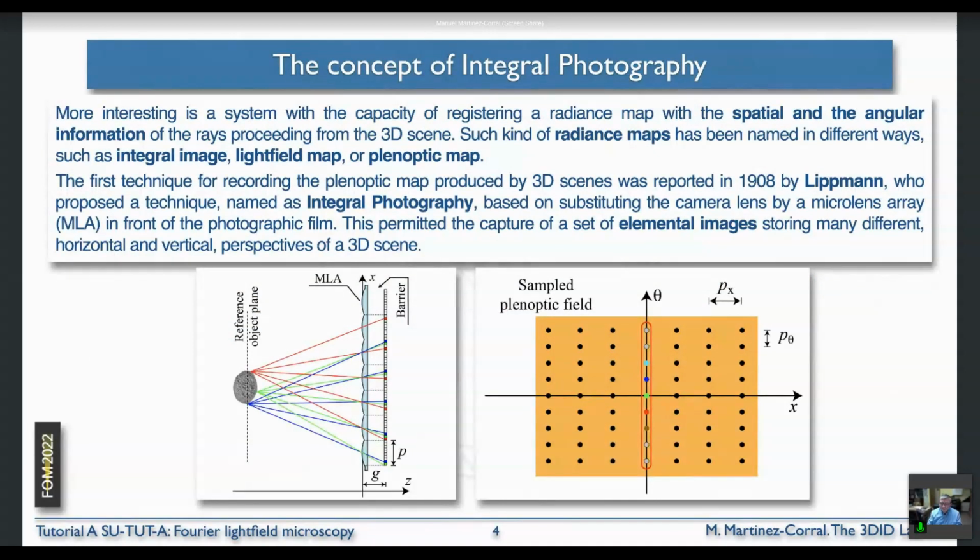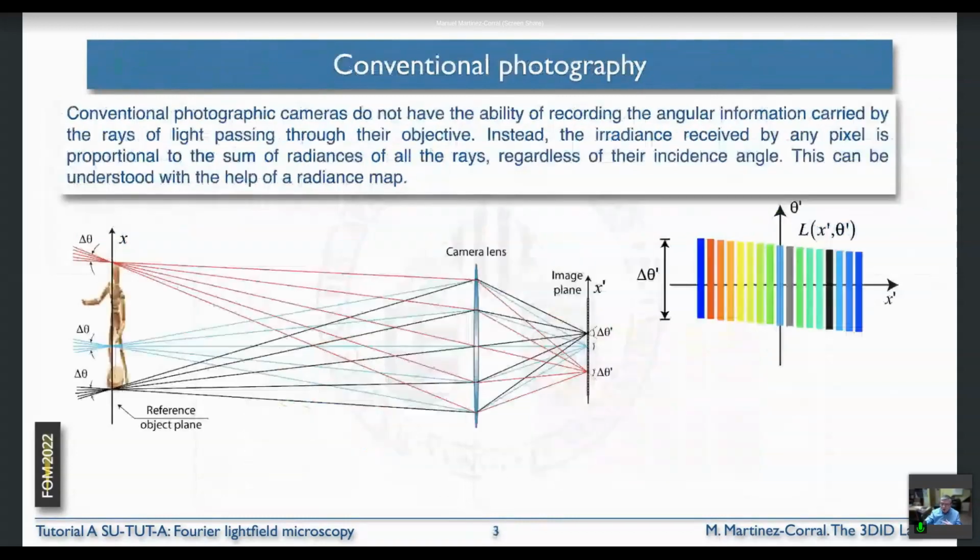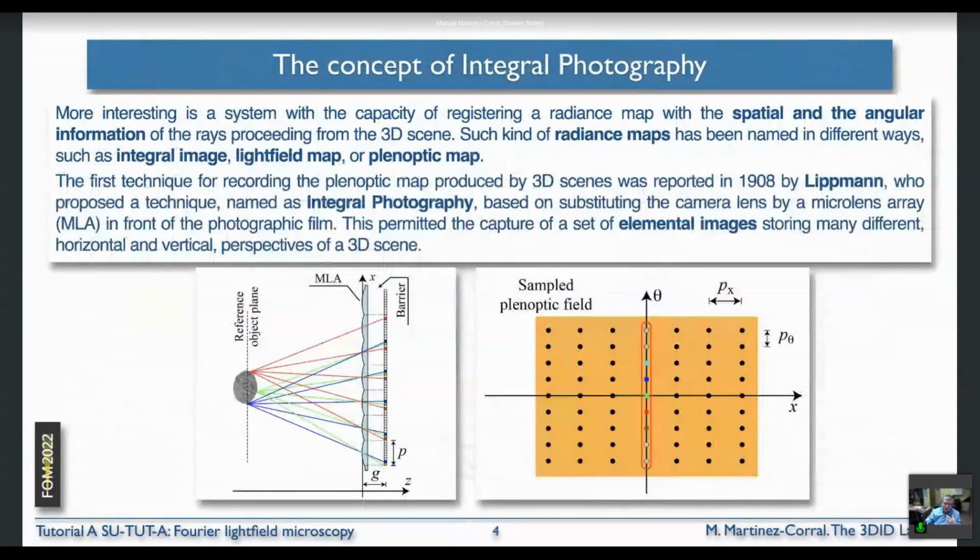It means that, in fact, conventional photography and conventional systems do not have a good ability for collecting 3-dimensional information because they are losing the angular information. A solution for this was proposed by Lippmann in 1908. What he proposed was quite simple, and was the following.